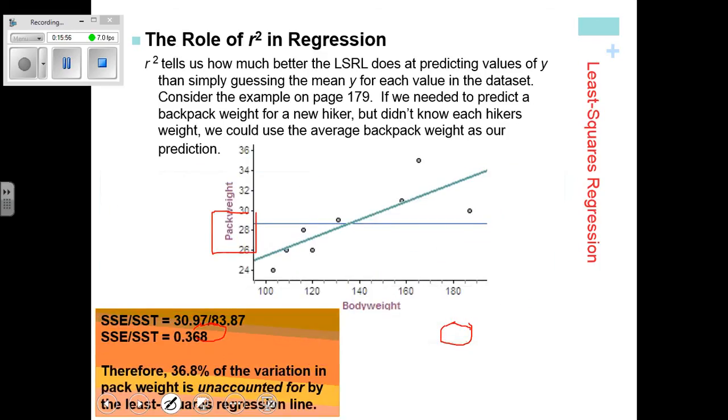So this comes in, our sum of our squared errors was that 30.97 value.